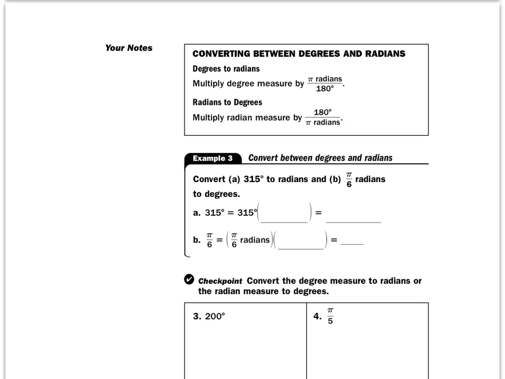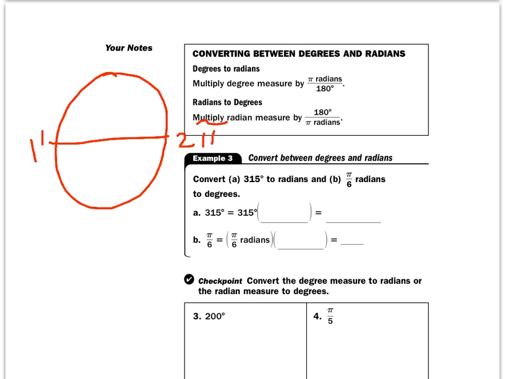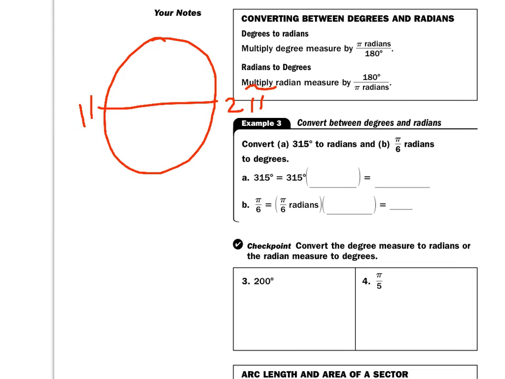Okay, converting between degrees and radians. Really simple formula here that you have to know. If you have something in degree mode, remember that circle, and remember 2 pi was over here, and pi was over here. Well, look at where 180 is, over here. So pi and 180 are in the same position. So we're either going to multiply something by pi over 180 or 180 over pi.